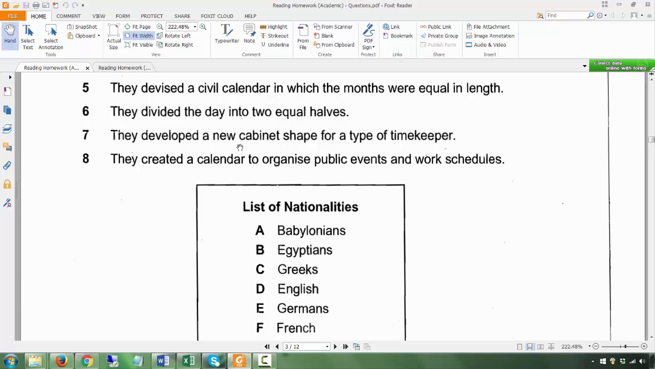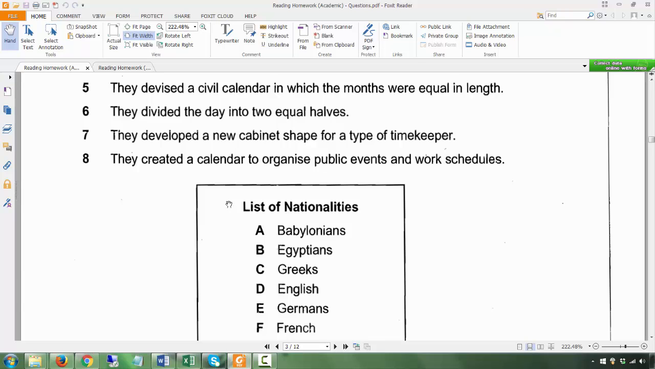Finally, 8, they created a calendar to organize public events and work schedules. And the answer is the Babylonians. All right. Public events and work schedules. Okay, so these are the keywords. In the section where you find the Babylonians, you're going to find something related to that, paraphrases or synonyms of that. Okay, so 8 is going to be A.